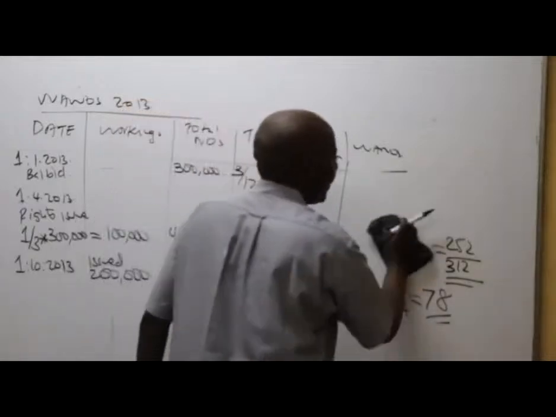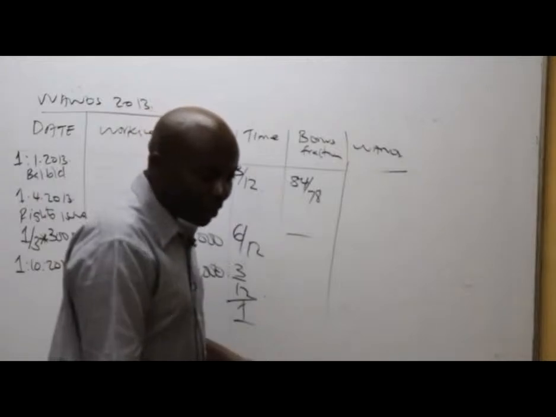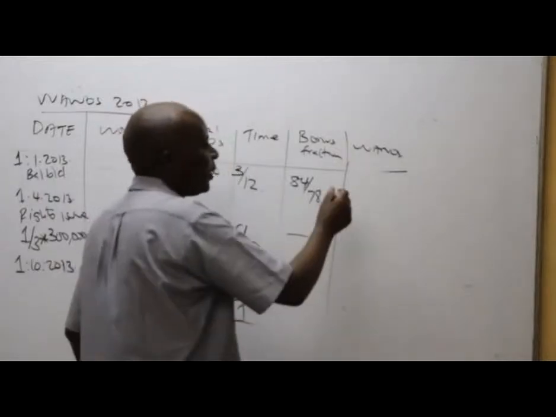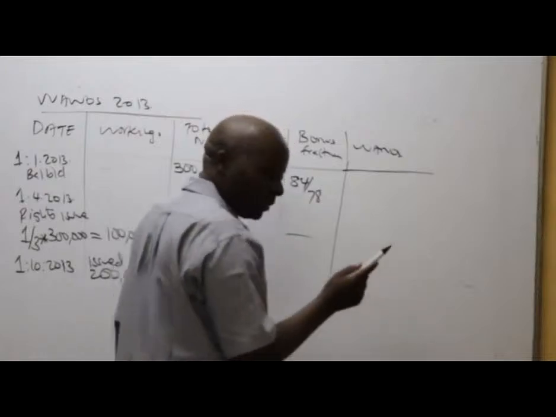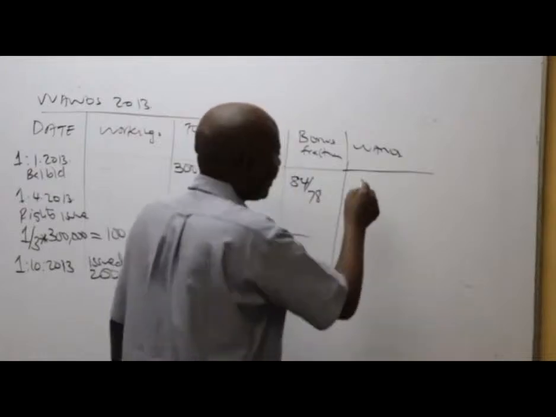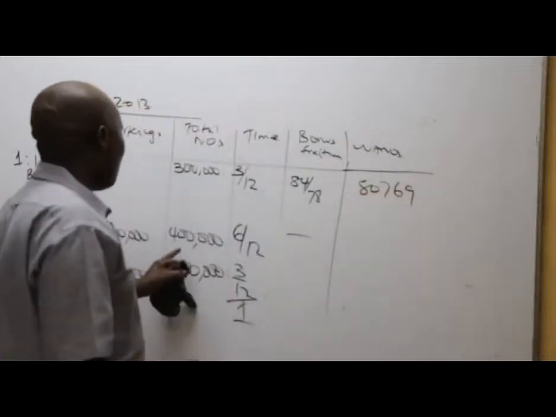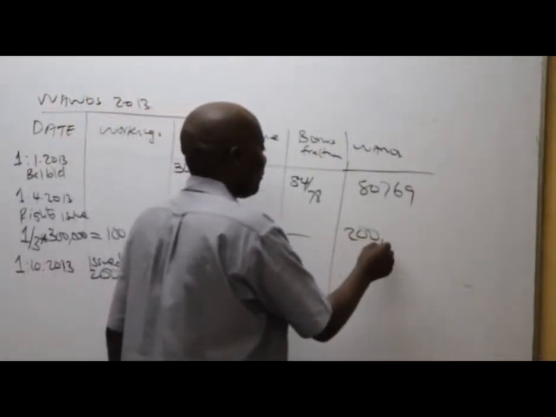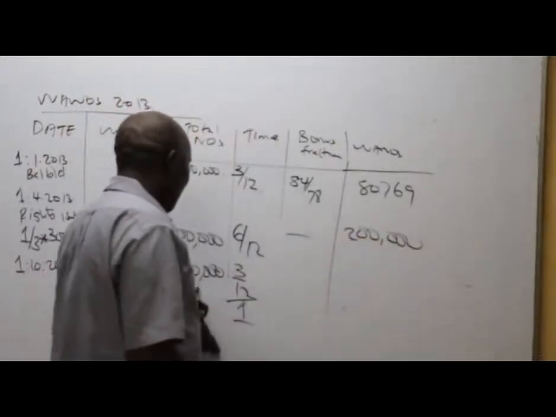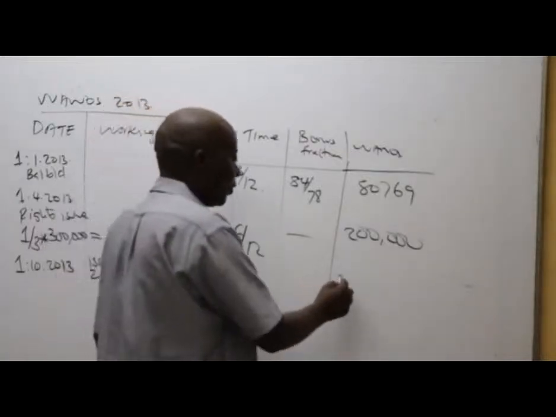One-nos. Is there somebody who can give me this figure very fast? The first one, please give me the first one. The first one, I know the total will be that 430, but the first one is 8769. 8769, thank you very much. How about the second one? 400,000 times 6 over 12 gives me 200,000. Thank you very much. And then now we have the last one, 600,000 times 3 over 12, which gives me 150,000.